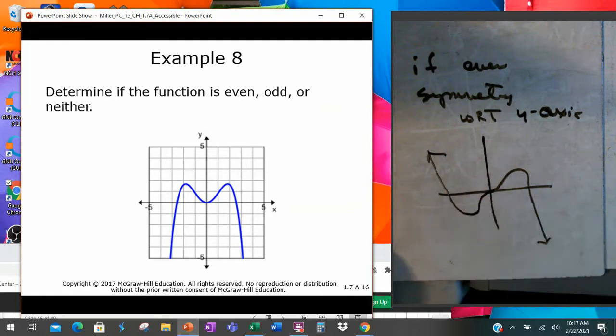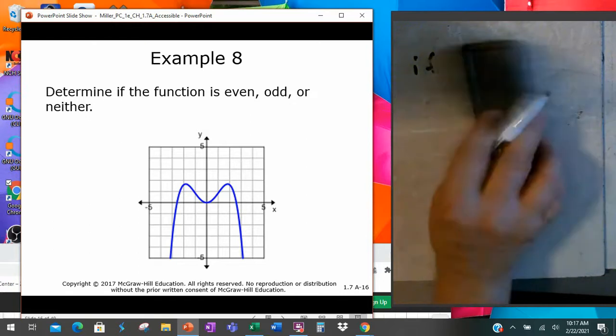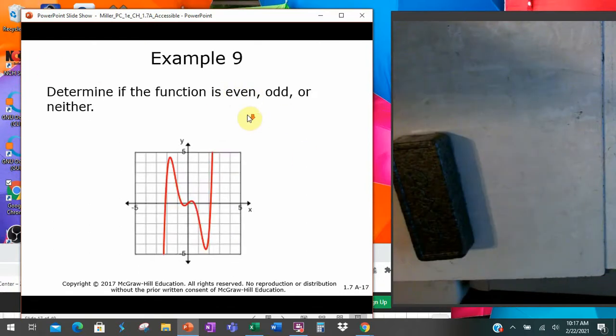What if it was odd? And neither would be neither of those things. So that one is symmetric with respect to the y-axis, so it's an even function. Even. Even, odd, or neither.